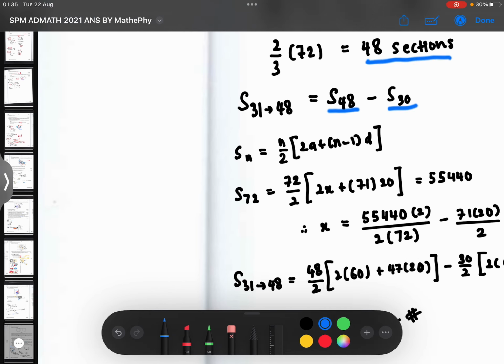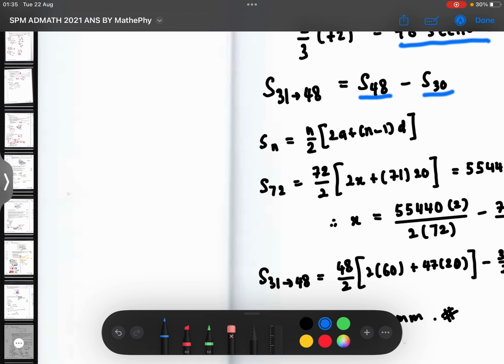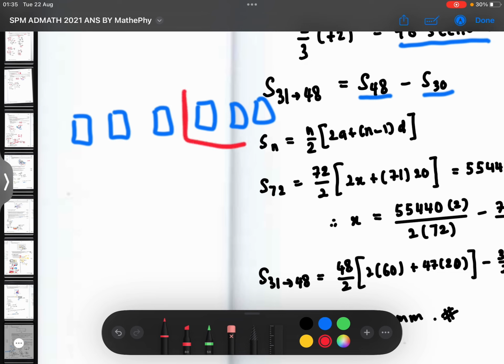So for example, this is 1 2 3 4 5 6. I just want to find the last 3 of this, so how can I do that? First I can find the whole sum, and the whole sum is 1 2 3 4 5 6.